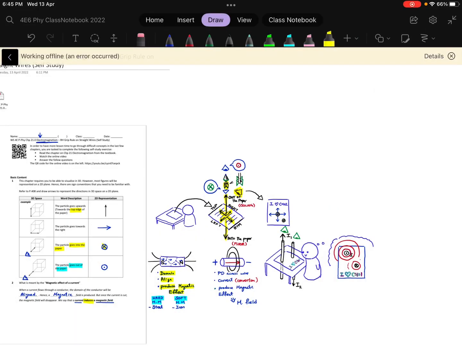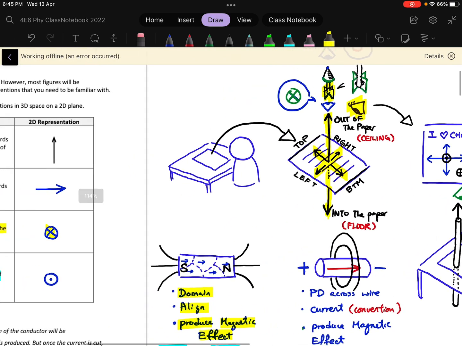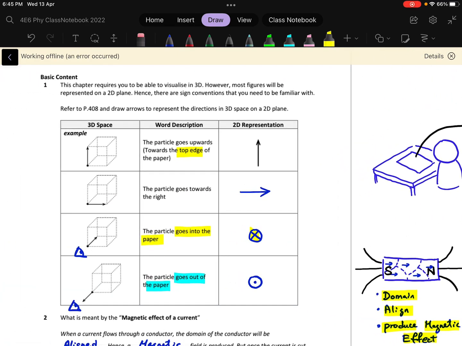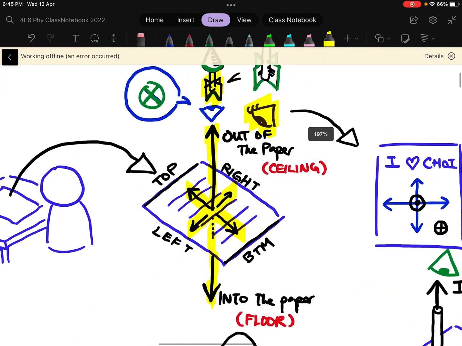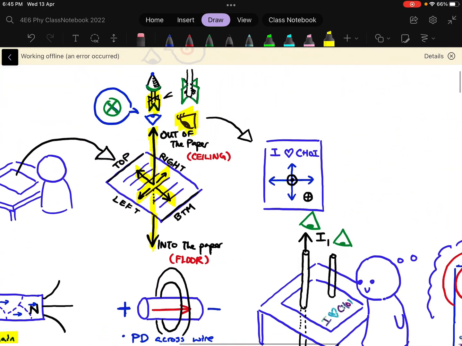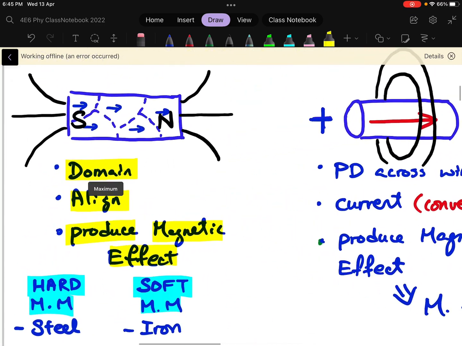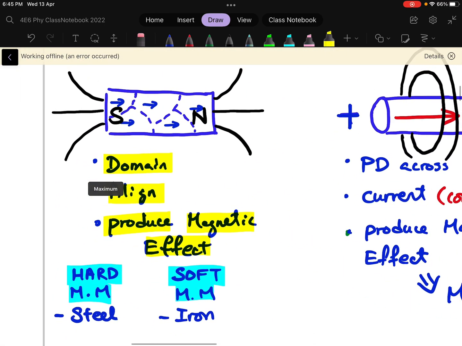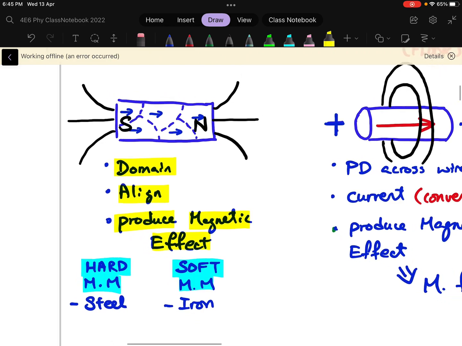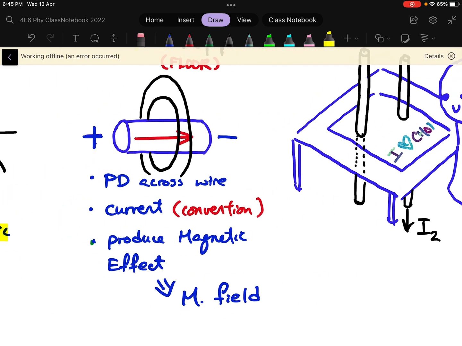Okay, this is part 2 of the lesson video on 21.0. Previously we have learned how to define the sign convention to define 3D space. What does it mean by the vector going out of the paper or into the paper? What is the sign convention used, the dot and cross? How we move on from magnetism and extend our knowledge, and now we have electromagnetism.